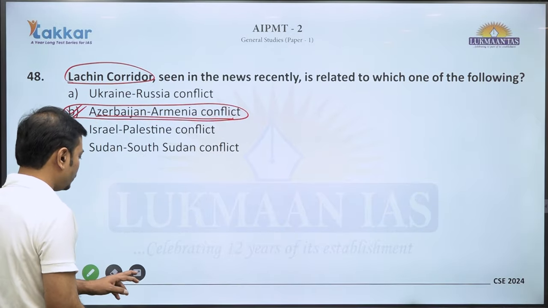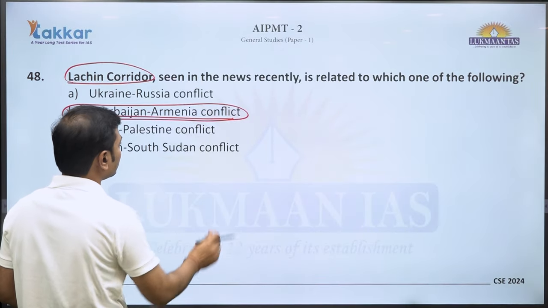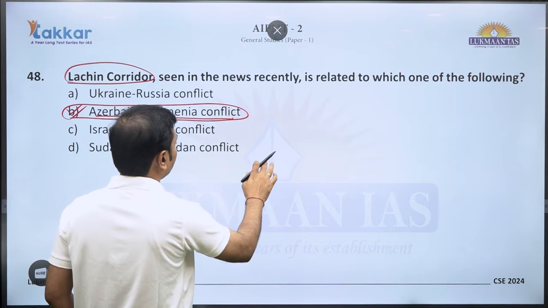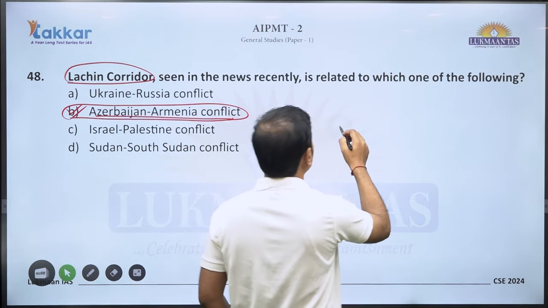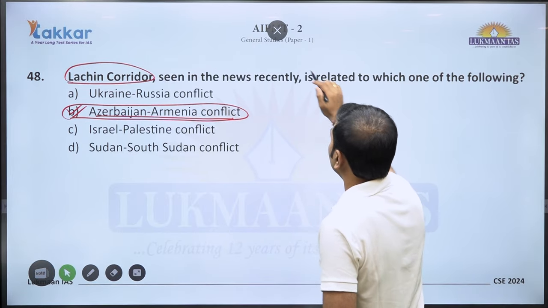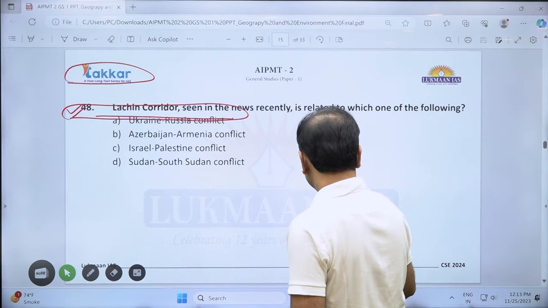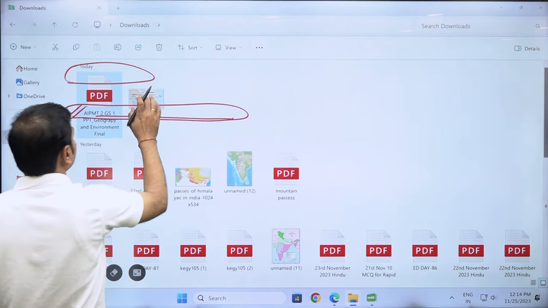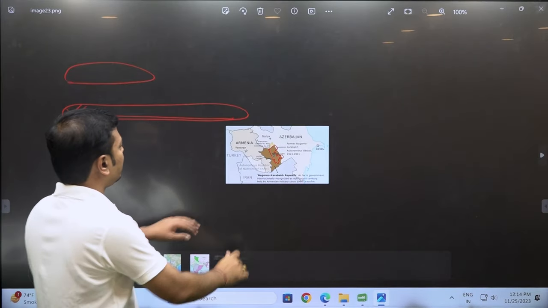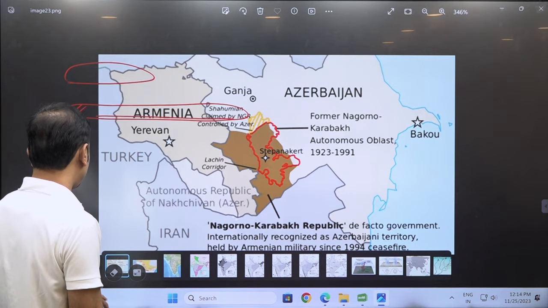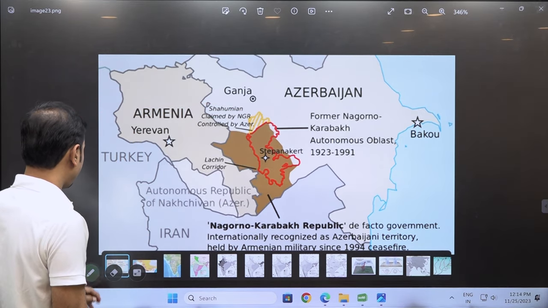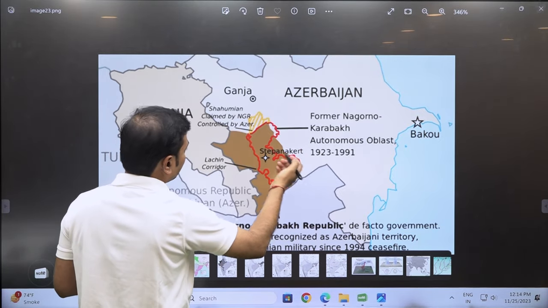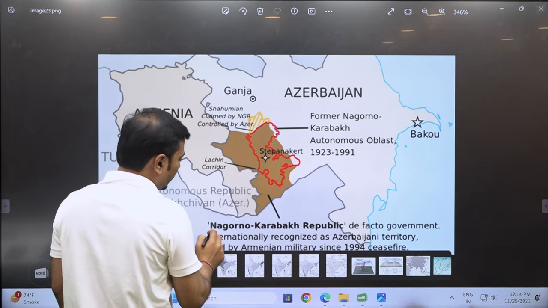Okay, let me also show you. Where is it located? Azerbaijan Armenia conflict. Where are they located? In the Caucasus Mountains, right? The Caucasus Mountains, which are located between the Black Sea and Caspian Sea. We know about that, right? Where is this located? Look at this, Lachin Corridor. Okay, the Armenia Azerbaijan conflict is a very long fought conflict, we can say. This region is called Nagorno Karabakh.